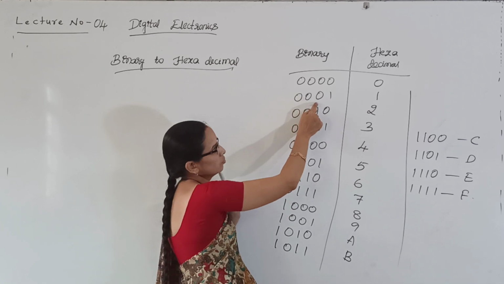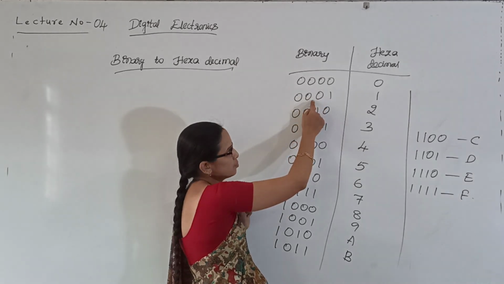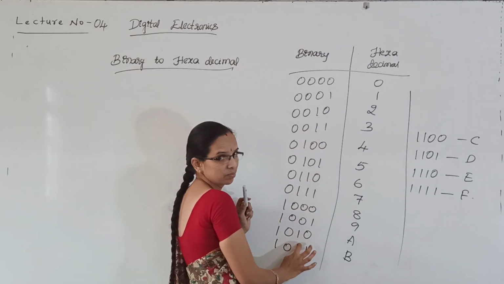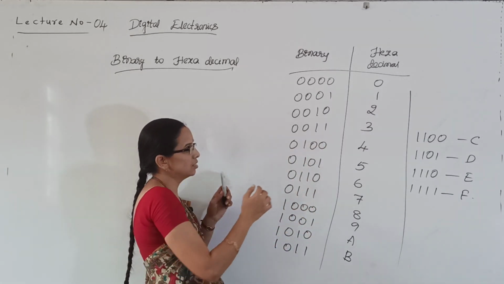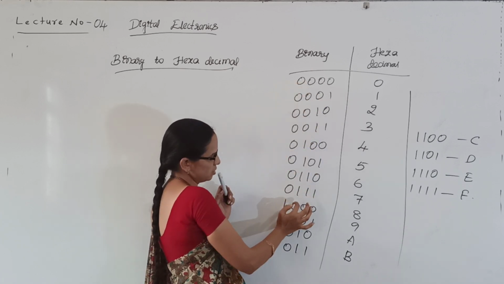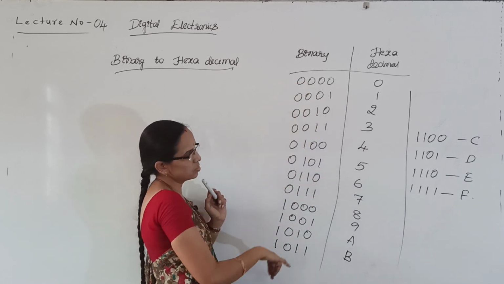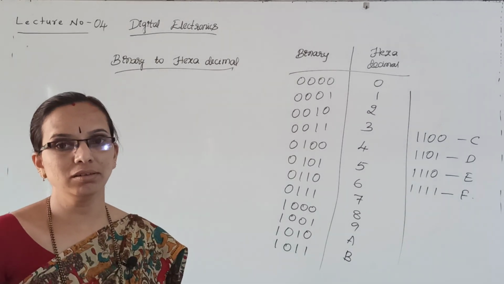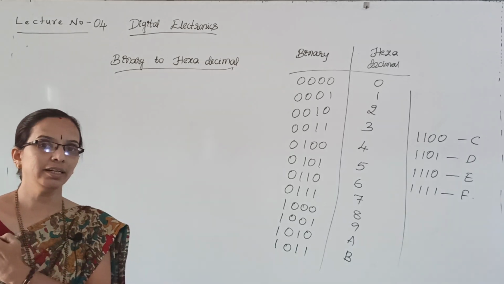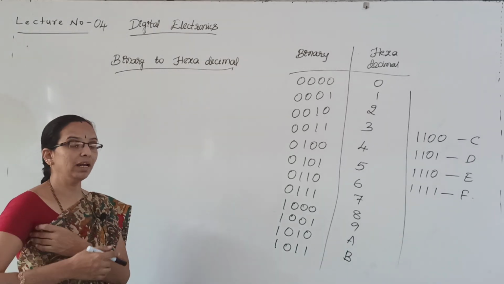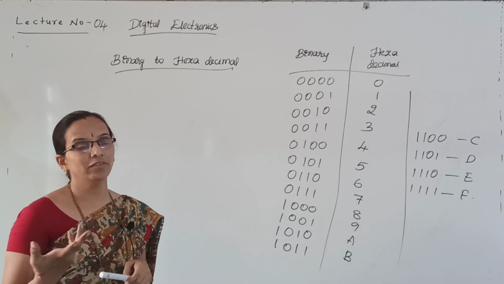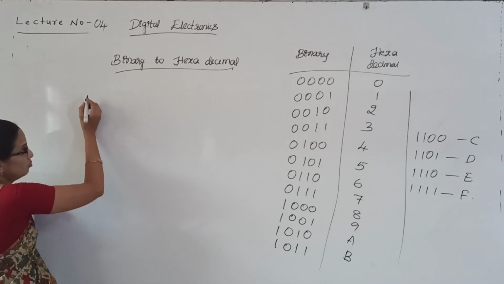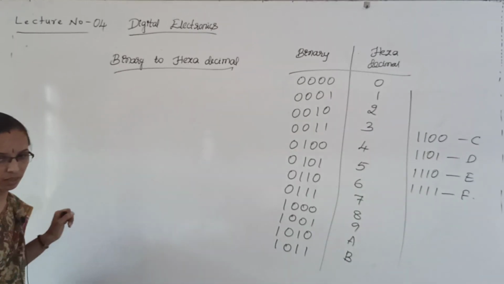The next bit after LSB: 2 zeros, 2 ones, 2 zeros, 2 ones, 2 zeros, 2 ones. There are different knacks. After that 4 zeros, 4 ones, 4 zeros, 4 ones, then 8 zeros, 8 ones. However you want to remember it, whatever is convenient to you, remember it so that it will be helpful in every digital electronics problem. Okay, binary to hexadecimal.